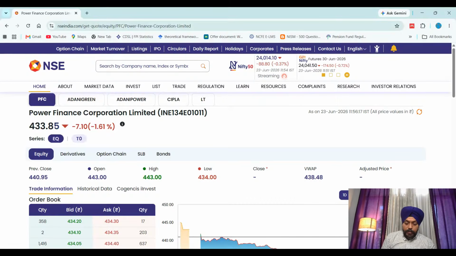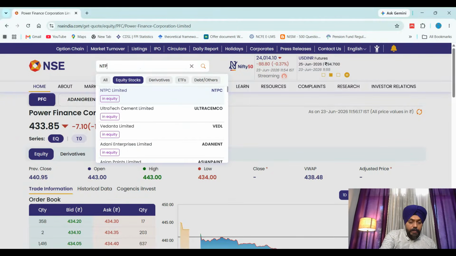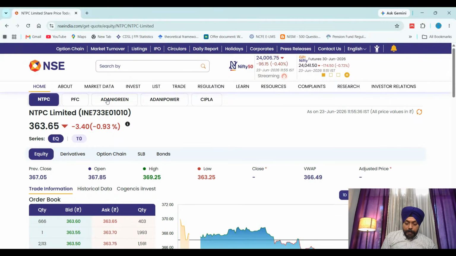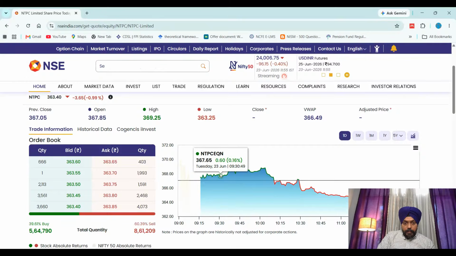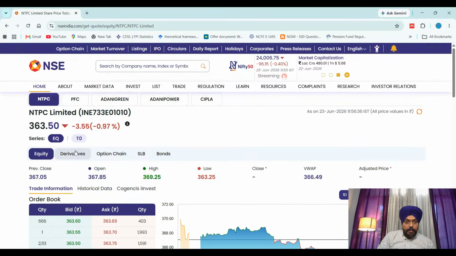Now we have to find out S1 and R1, and let's also check NTPC. For NTPC, the 9:30 AM opening price was, you just have to drag the cursor from here, 368. And the current price is 363.